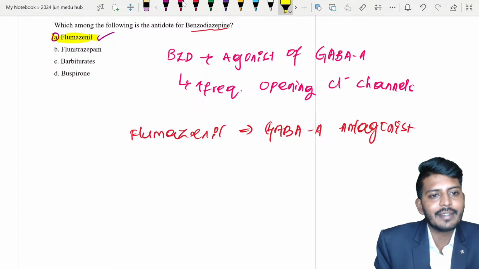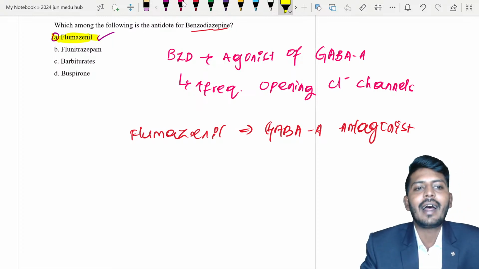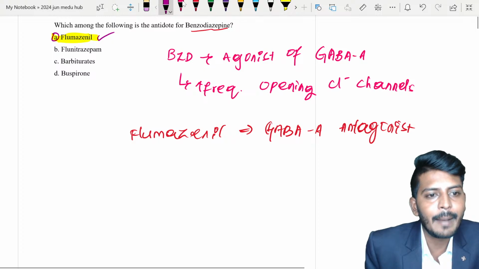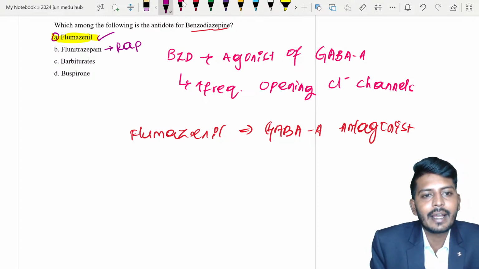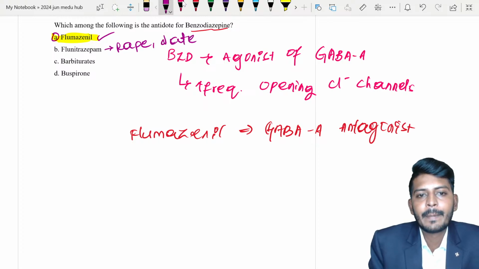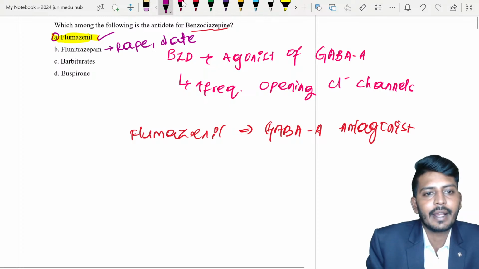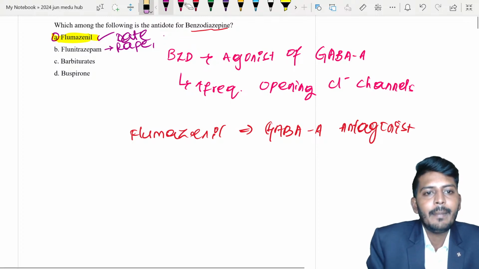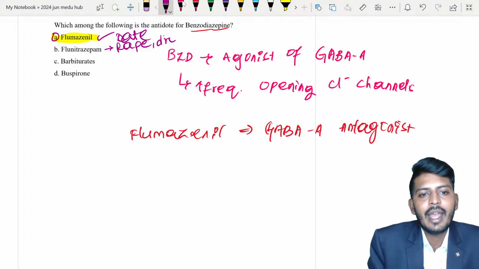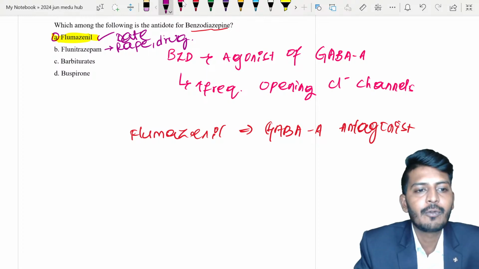That is your flumazenil. Let's move ahead and see what other options we have. This is flunitrazepam. What is flunitrazepam? This is called the date rape drug. Flunitrazepam, the date rape drug.